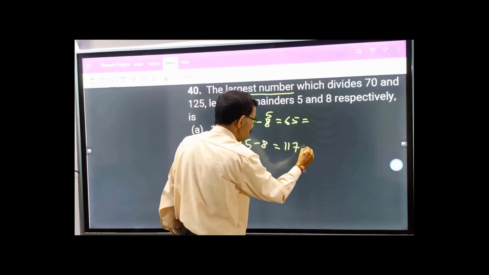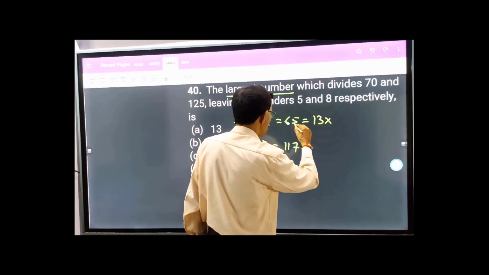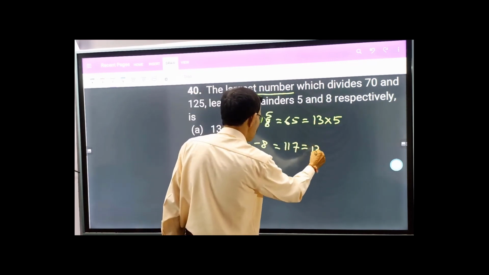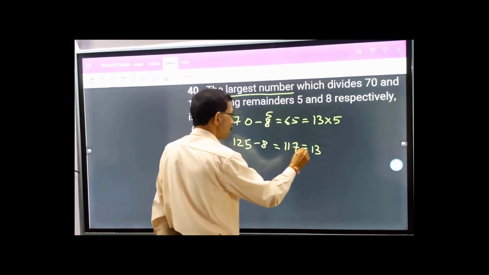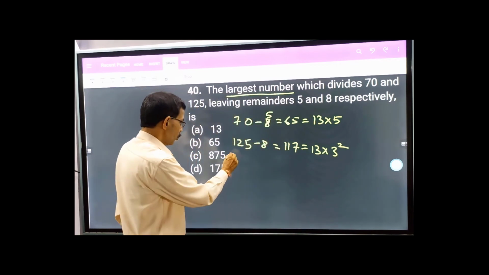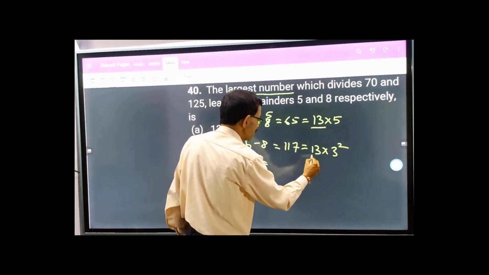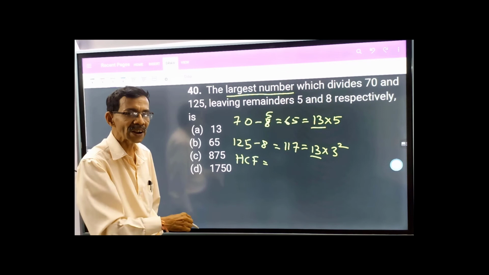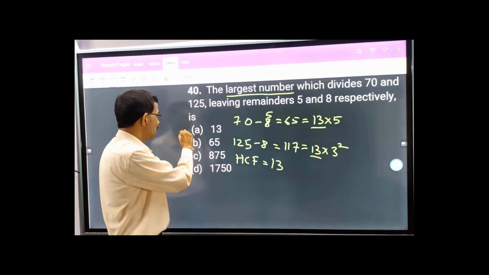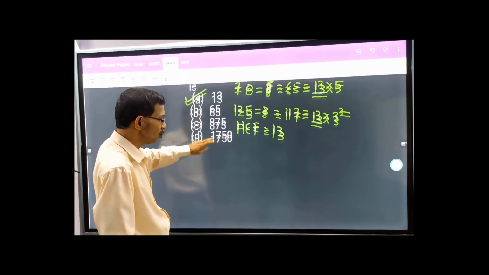So we will have to find the prime factors of this. So here this will be 13 multiplied by 5, and this will be 13 multiplied by 9. 9 is 3 square. So to find the common factor, we have to find the factor that is common in both the numbers. And the factor that is common in both the numbers is 13. And option A is the correct option here. So let us go to the next question here.